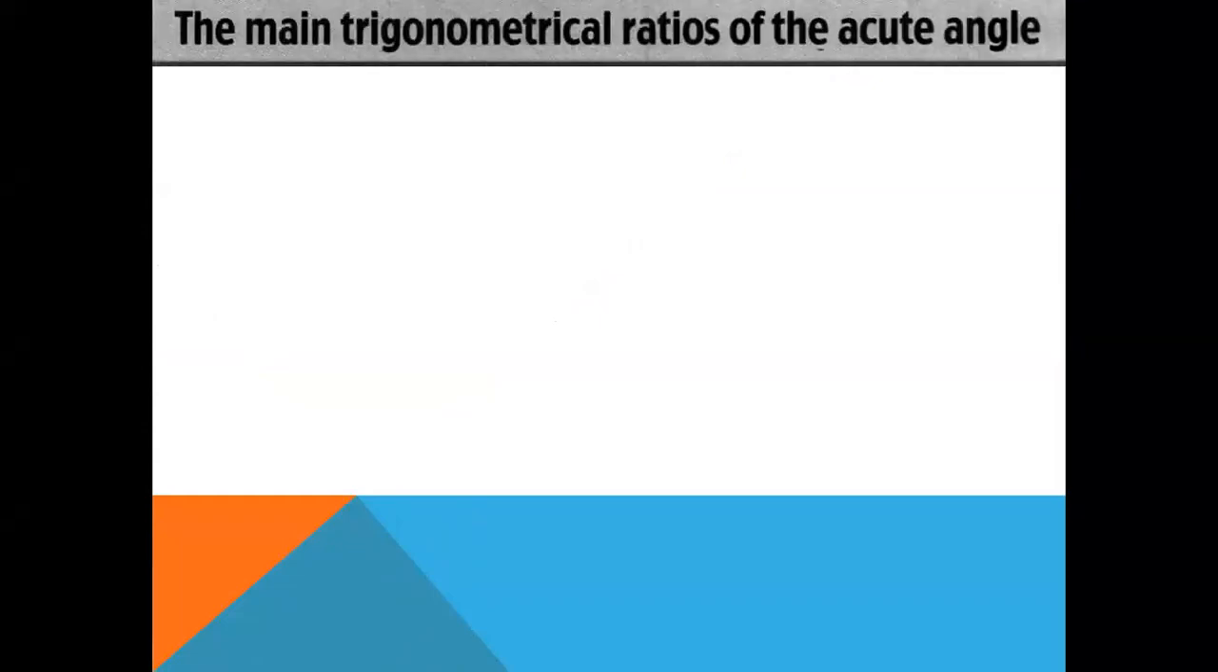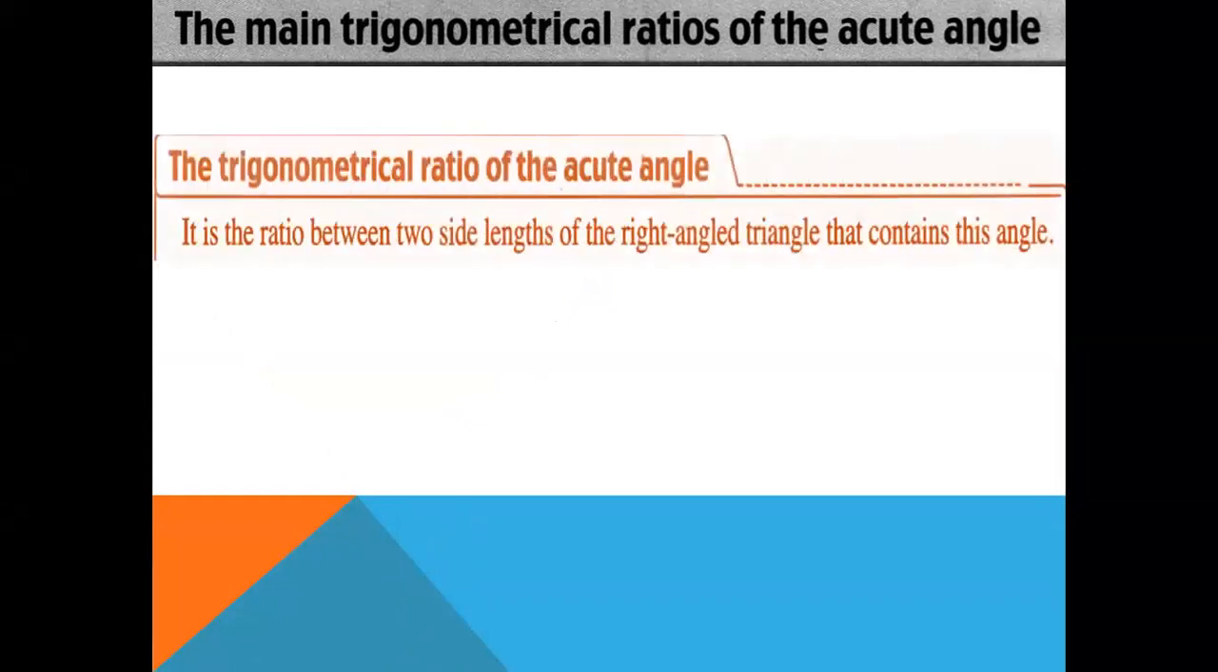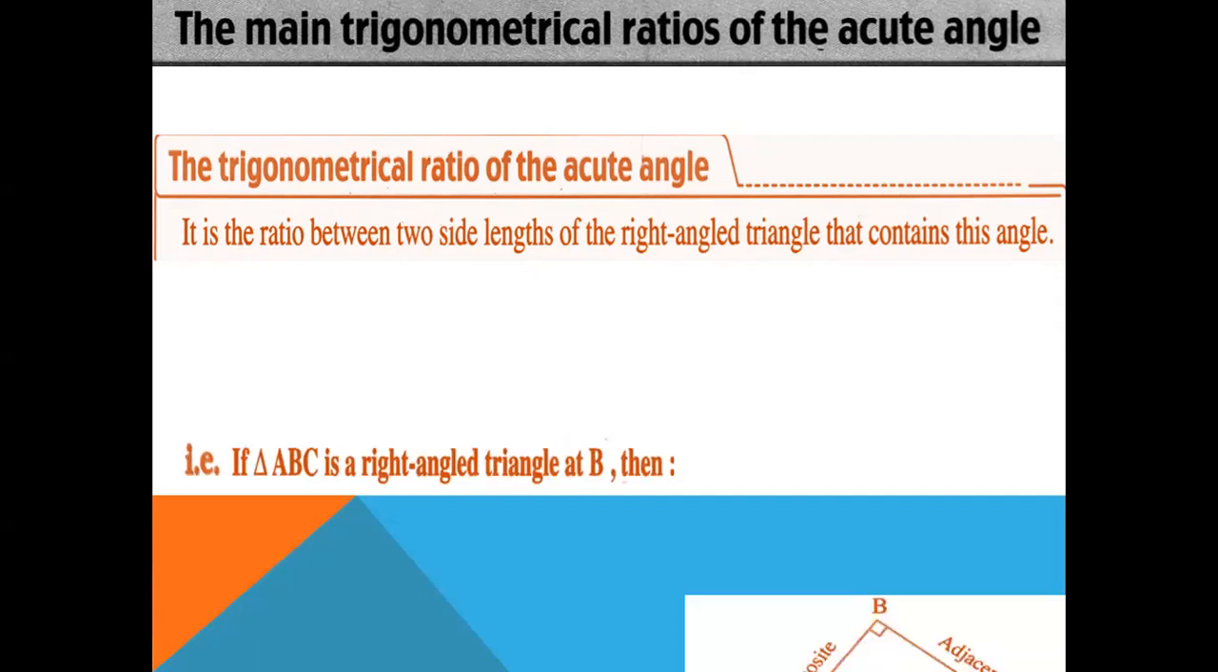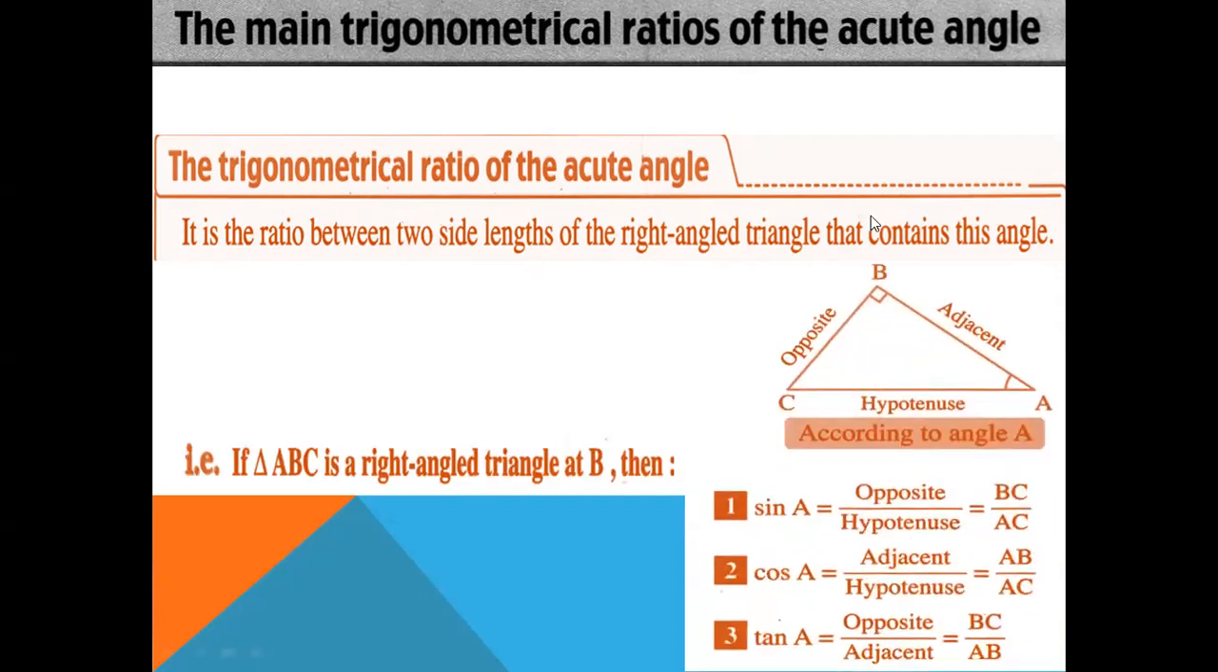Today we will talk about trigonometry. Trigonometry is a new part in math. Trigonometry is related to the right angle triangle, the main trigonometrical ratios of an acute angle. This is called the trigonometrical ratio of an acute angle, related only to the right angle triangle. Now, in the opposite figure, ABC is a right angle triangle at B.